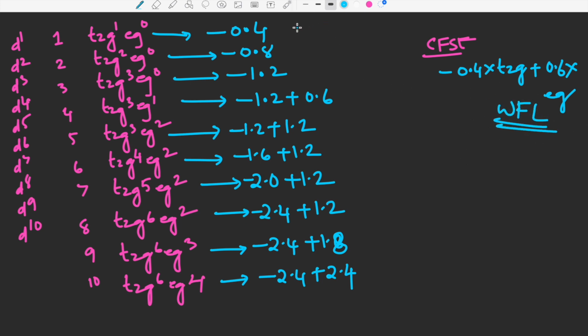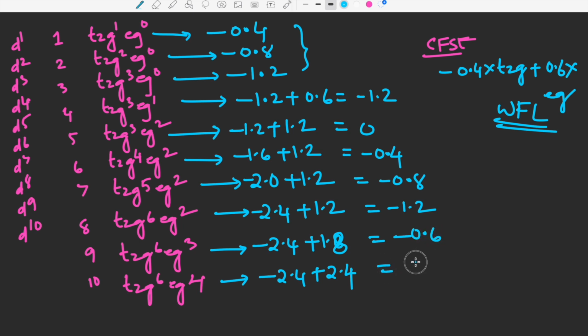तो इसको ऐड करके भी डालेंगे, these are same. यहाँ कितना बचेगा, माइनस 1.2 बचेगा, this is 0. यहाँ कितना बचेंगे, माइनस 0.4 बचेंगे, so this is minus 0.8. So this is minus 1.2, this is minus 0.6, so this is again 0, right? So this is the crystal field stabilization energy. This is 2.4. So this is how you calculate. All this is in weak field ligand.